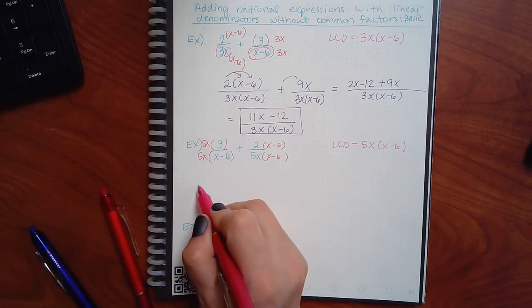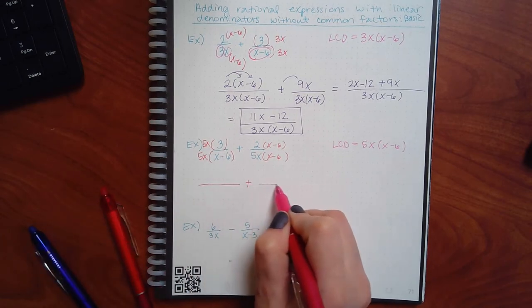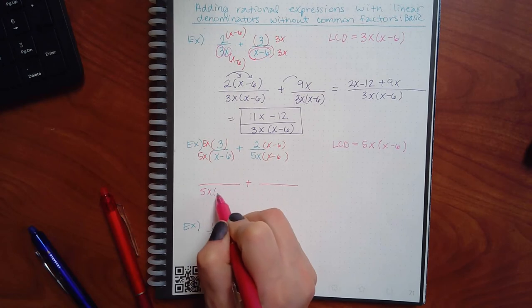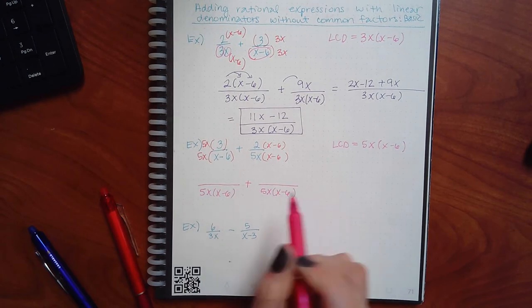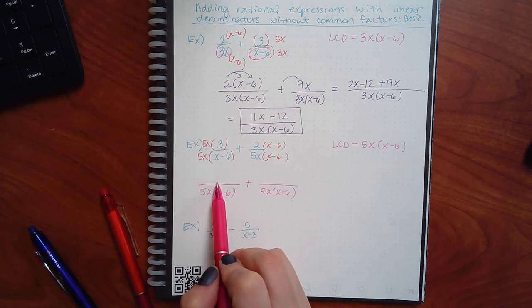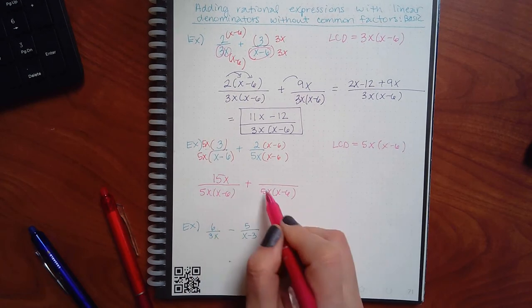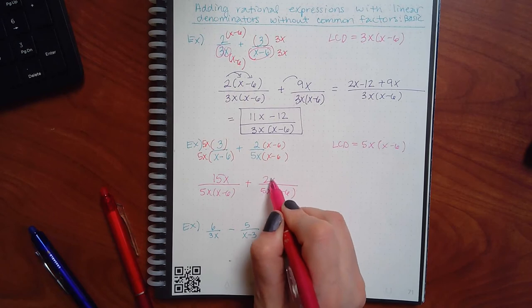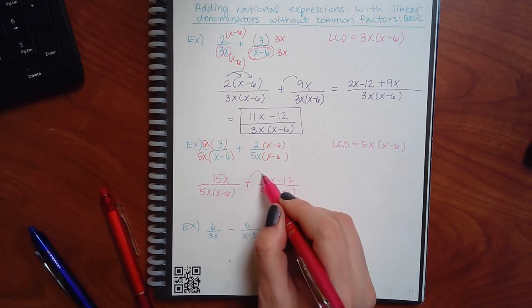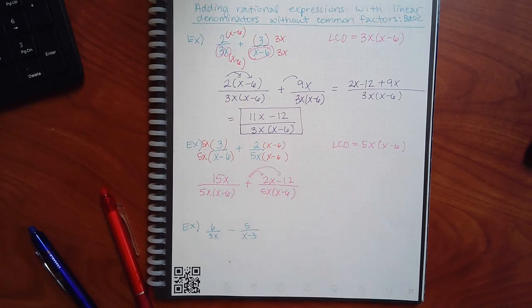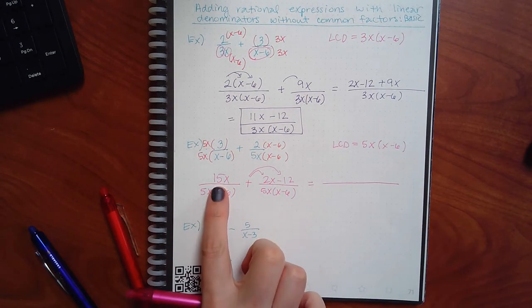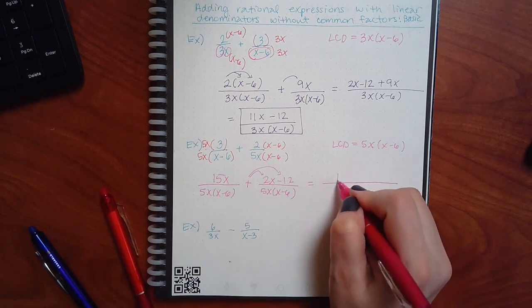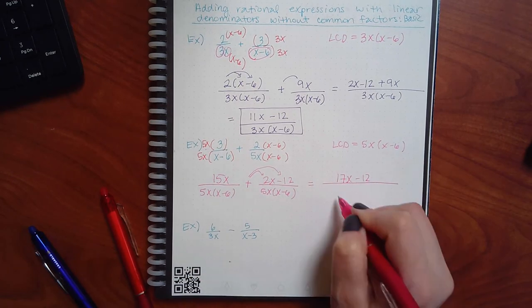So we end up with the same bottoms, right? What will we end up with on the top here? 15x, and then 2x minus 12. Now, is this plus going to change those signs? No. So you could combine since you know they're not going to change. What's 15x plus 2x? 17x minus 12. And then the bottom.